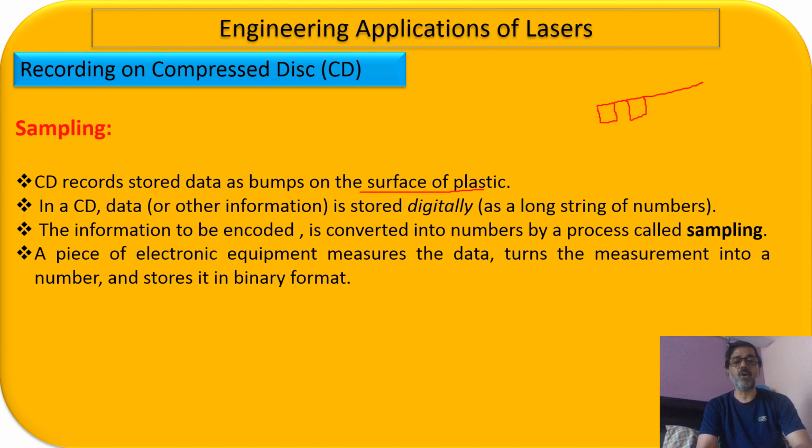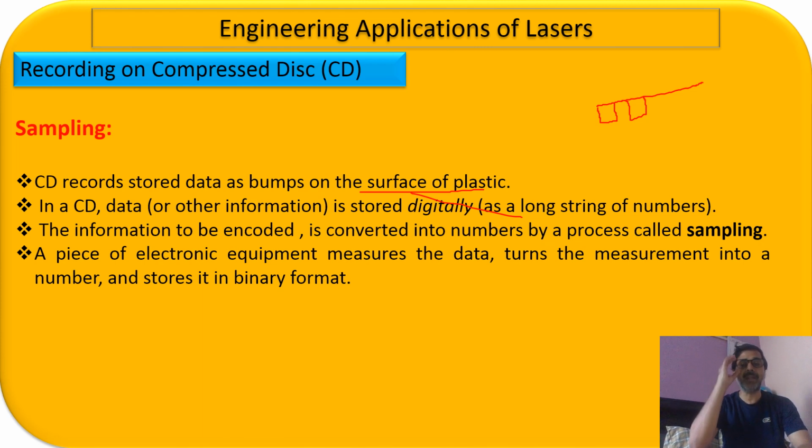In a CD, data or other information is stored digitally as a long string of numbers. The CD records and stores data as bumps on the surface of the plastic. So what is required to be done? Whatever information you have, that information is firstly to be converted digitally, and that also into binary numbers, right? So what is a binary number? If you convert your data into 010101, a sequence of 0s and 1s, that we call a binary conversion.